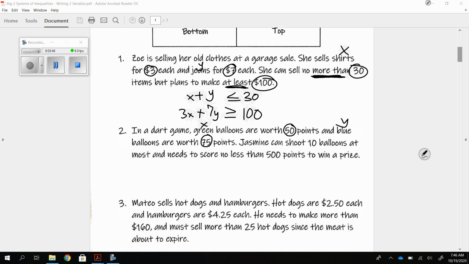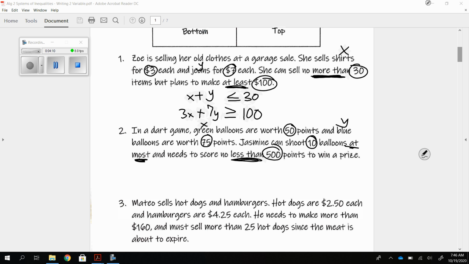Again, the first thing they say is X, the second thing is Y. There's no trick. Jasmine can shoot 10 balloons at most and needs to score no less than 500 points to win a prize. All right, so from here, we see she can only shoot 10 balloons at most.